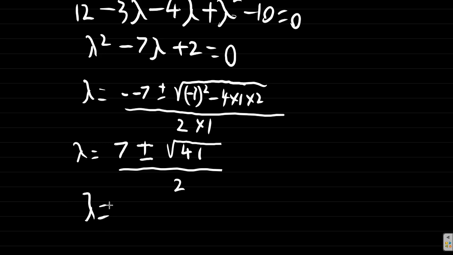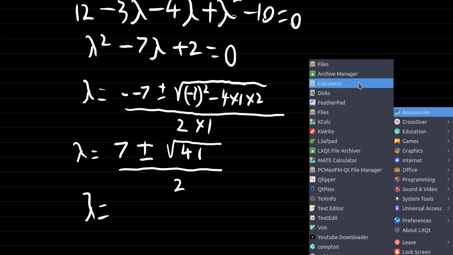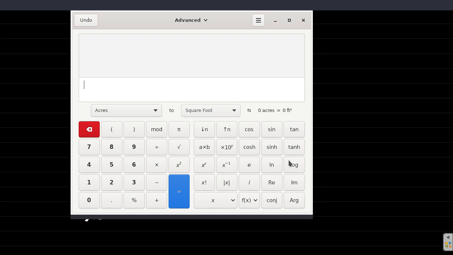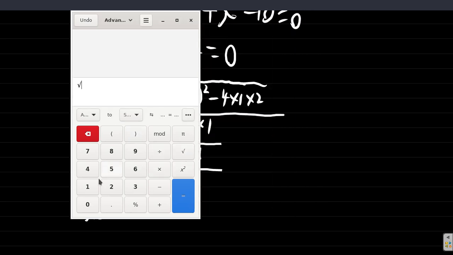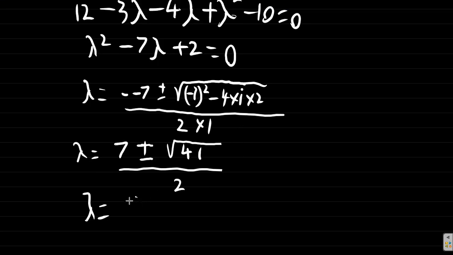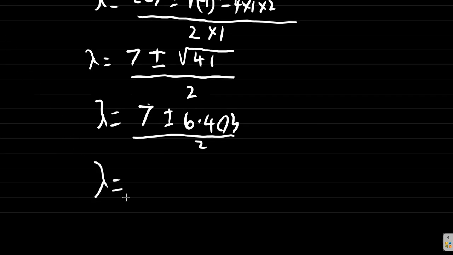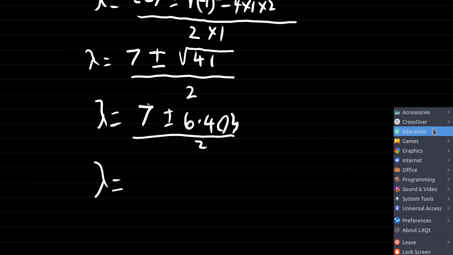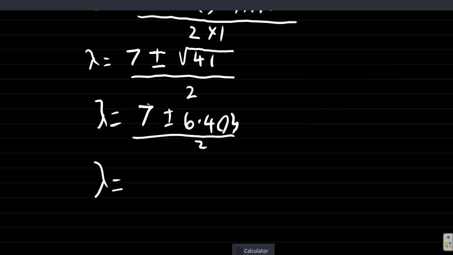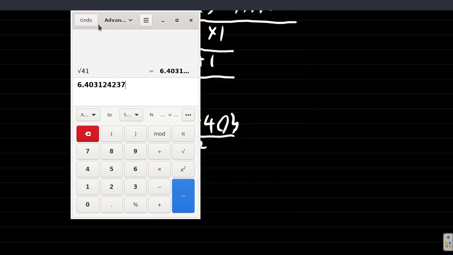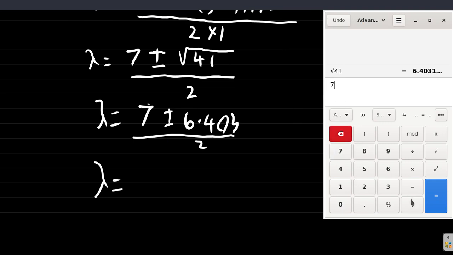So lambda would be what now? 7 plus square root of 41 over 2. What is square root of 41? Let us see. Square root of 41 equals 6.403. So it's 7 plus or minus 6.403 over 2. Let's get back to our calculator. So we have 7 plus 6.403 equals, over 2 equals 6.702.